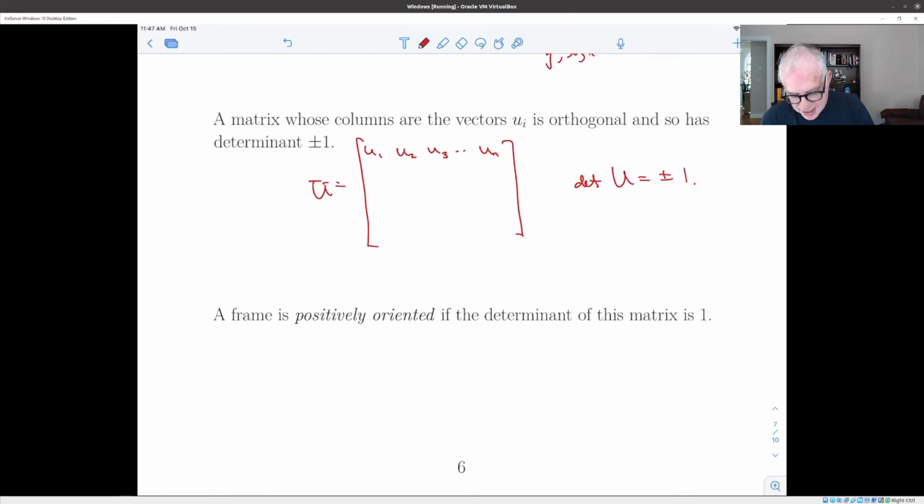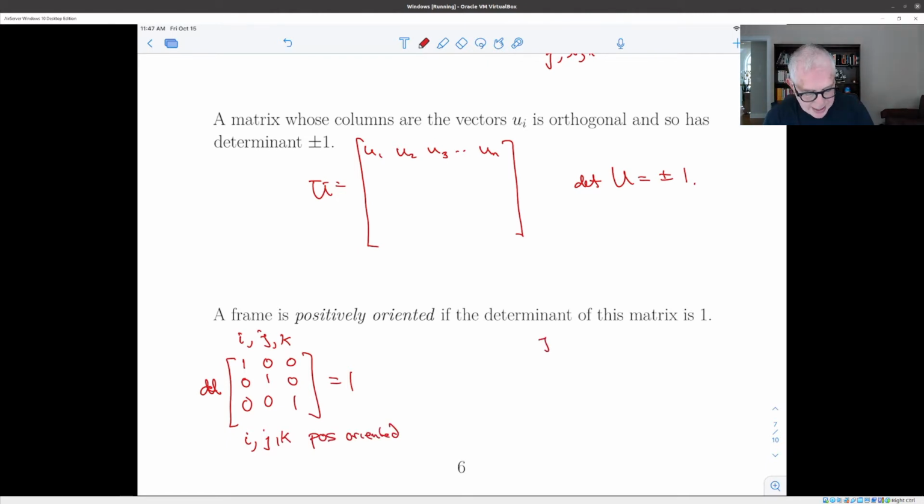So in the case of I, J, and K, the corresponding matrix is just the identity matrix, and the determinant of that is 1. So I, J, and K in that order are positively oriented. But if we switch J and I, then we get the matrix 0, 1, 0, 1, 0, 0, 0, 0, 1. And if you compute the determinant of this matrix, you get minus 1.